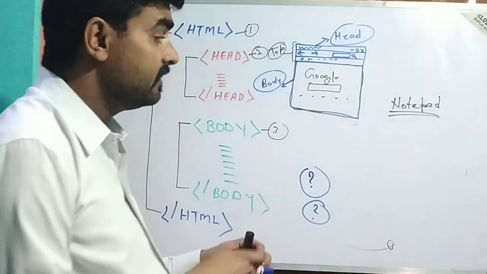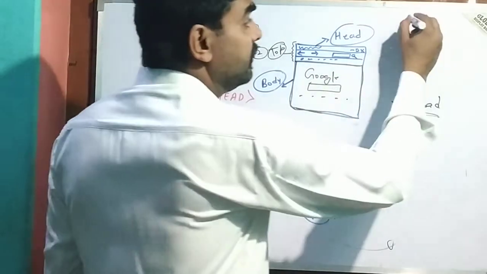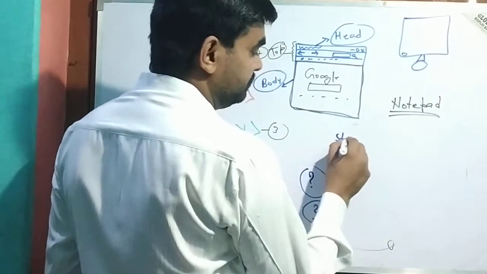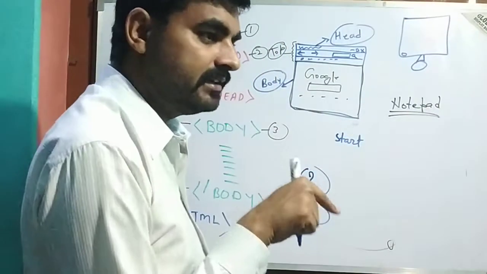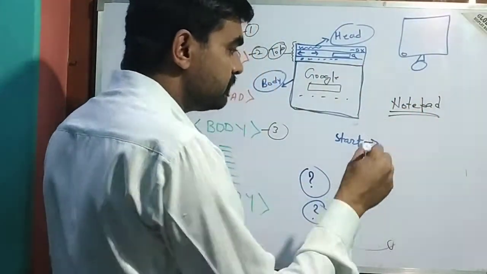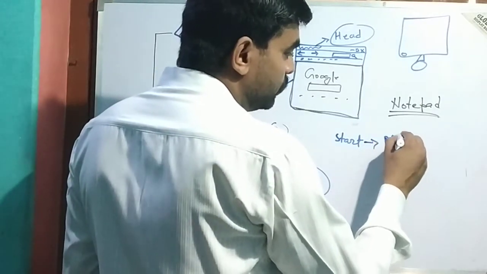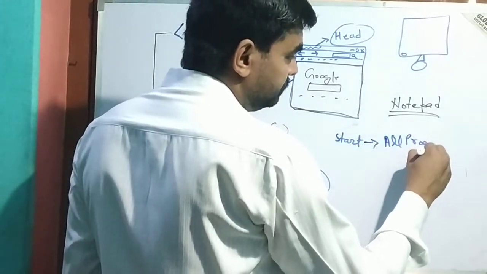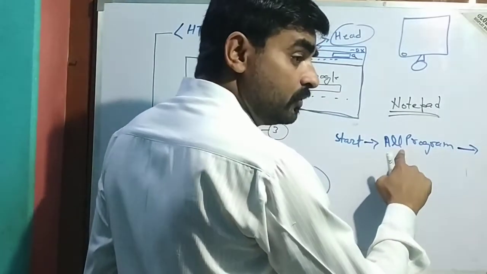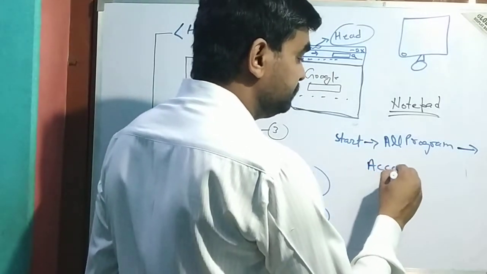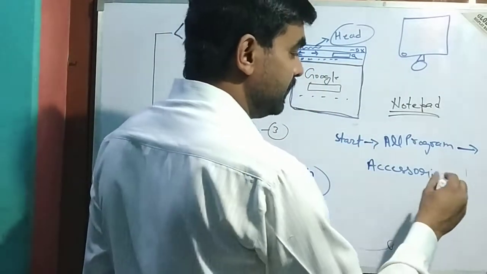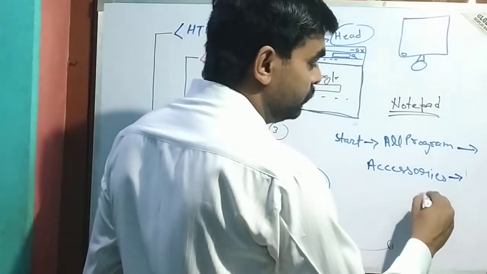How to open Notepad? Just on your computer desktop, here you will find the Start button. On your keyboard, the Start button is also available. Just press it or click on the Start button. The Start menu will display. Go to All Programs. After that, in the All Programs list, click on Accessories. And in Accessories, a new list will display. In Accessories, click on Notepad.